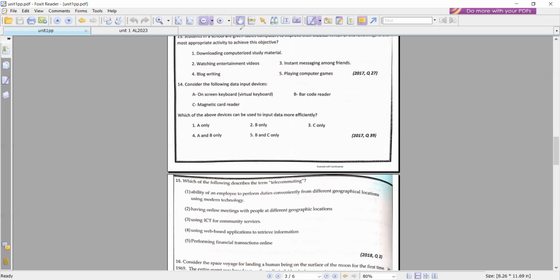But with a barcode reader, you can just scan and get the data. With a magnetic card reader, you can just swipe the card, then whatever the data is will be read, right? So B and C is the best answer. The 14th one, B and C is the best answer.